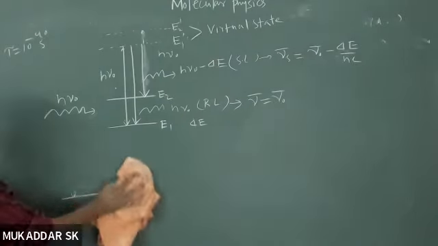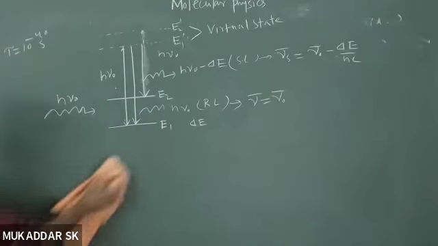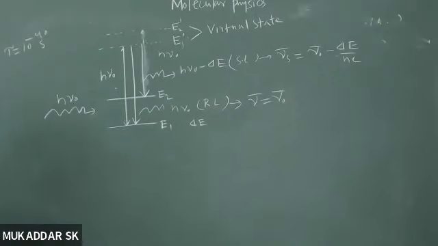You may ask me why that virtual level actually exists. So that's the actually interesting thing. That is basically coming from the Heisenberg uncertainty principle. According to the Heisenberg uncertainty principle, as I told you in the previous class also during vacuum fluctuation, if that photon has less energy, it can jump.